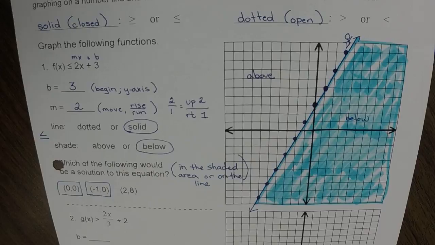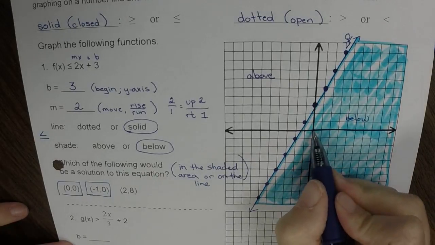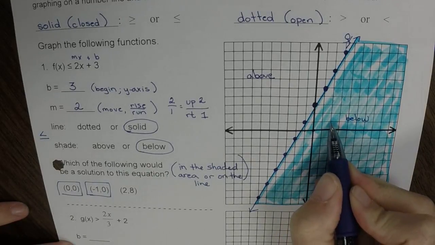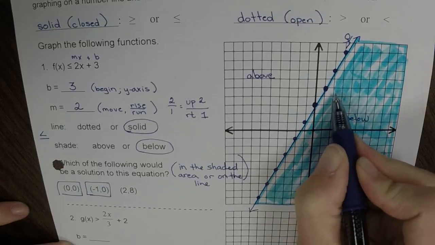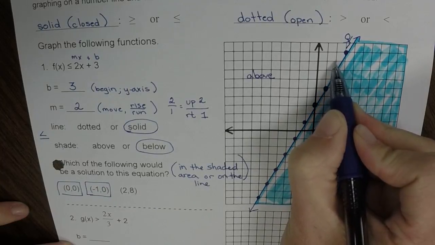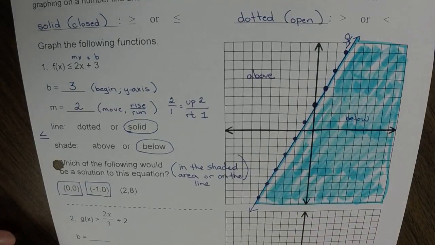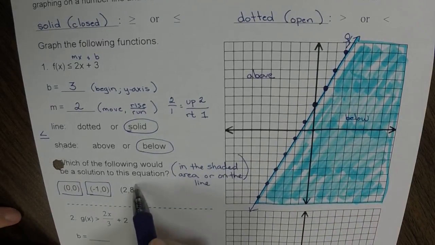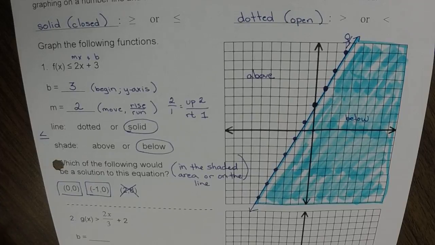And then it says check 2, 8. So here's 1, 2, and then up 1, 2, 3, 4, 5, 6, 7, 8. That is outside the shaded area and it's not on the line, so this would not be a solution. So 2 points that would be a solution would be 0, 0, and negative 1, 0. Good. So now let's look at number 2.